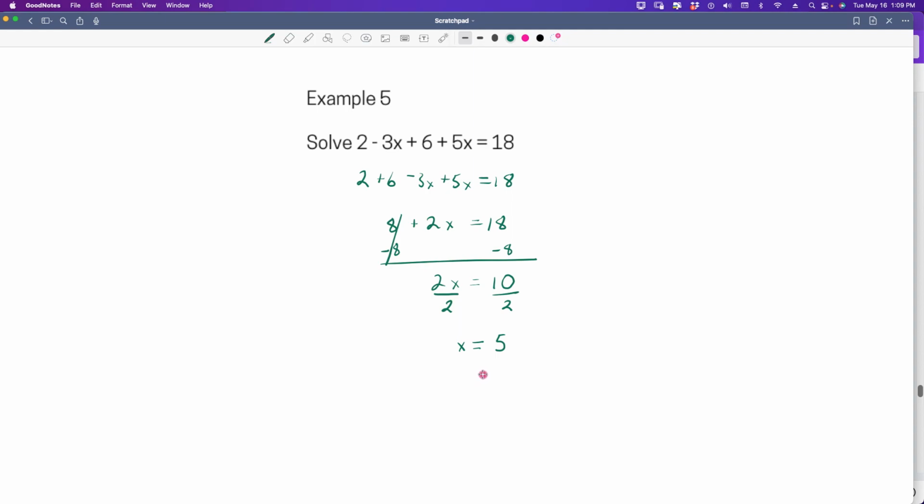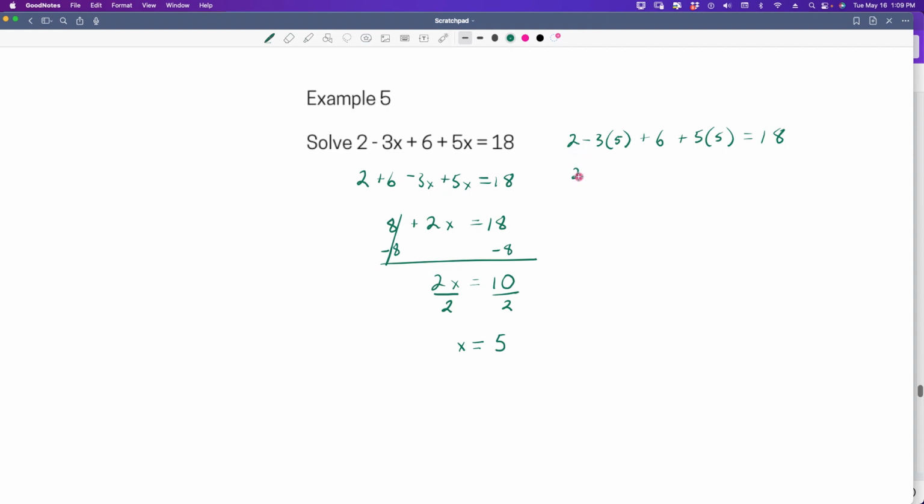So let's sub that into the original equation and see if that works. So 2 minus 3 times 5 plus 6 plus 5 times 5 is equal to 18. Let's see if that works.